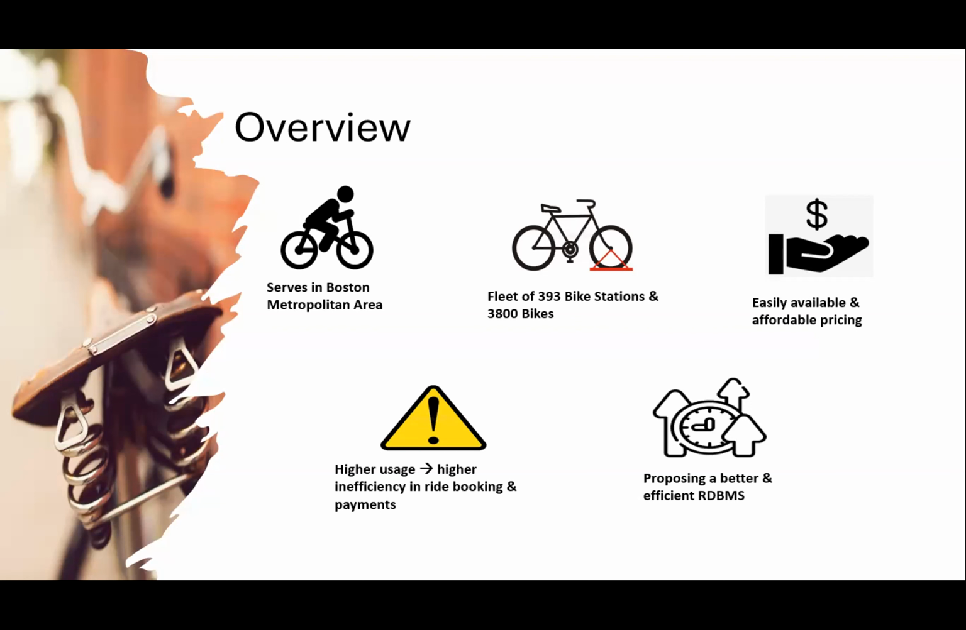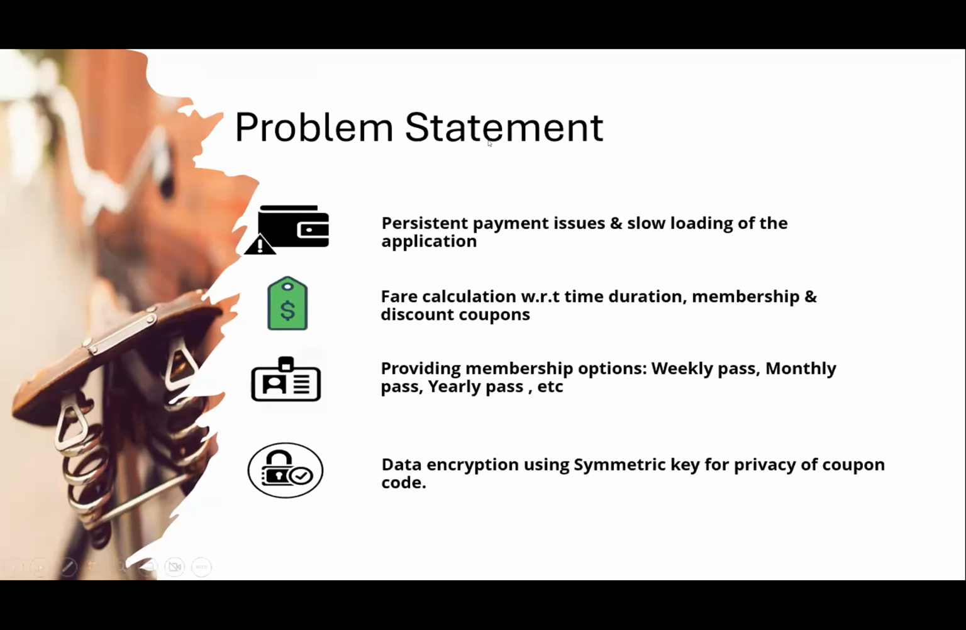We found out that higher usage of bikes led to higher inefficiency in ride booking, and we proposed a better and efficient RDBMS system. Moving on to the problem statement, we faced a persistent payment issue and slow loading of the application. We also faced an additional problem of fare calculation with time duration, mode of membership, and discount coupons. To solve this problem, we provided a membership option: weekly, monthly, and yearly pass. And we also created data encryption using a symmetric key for privacy of the coupon code.